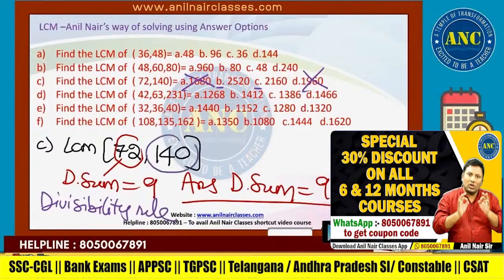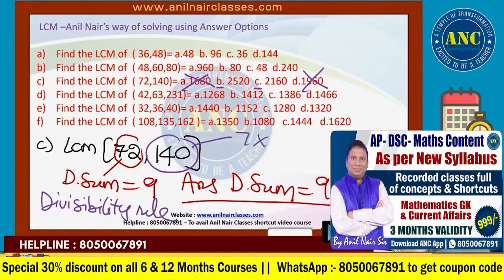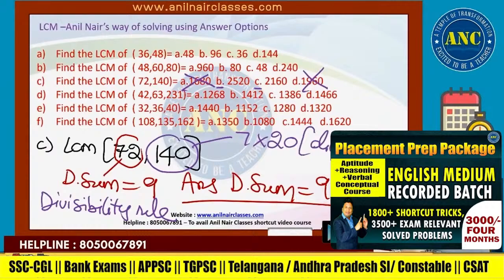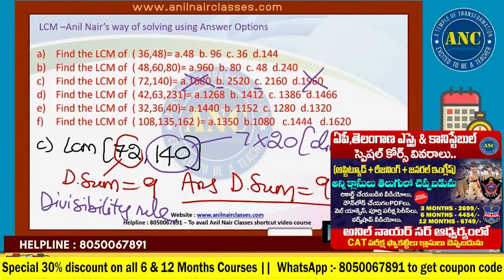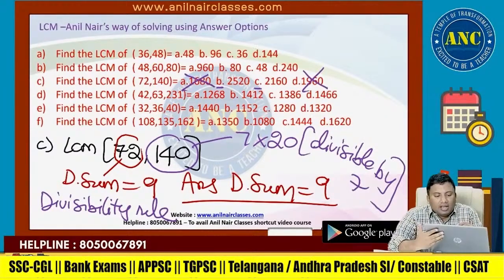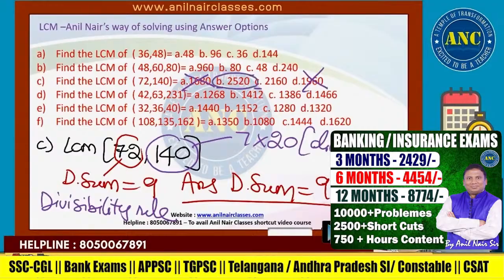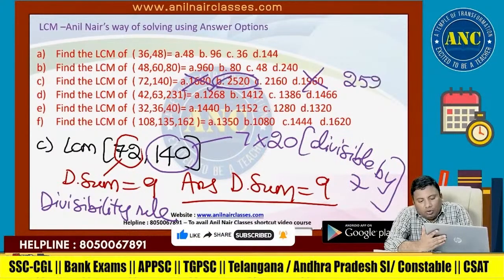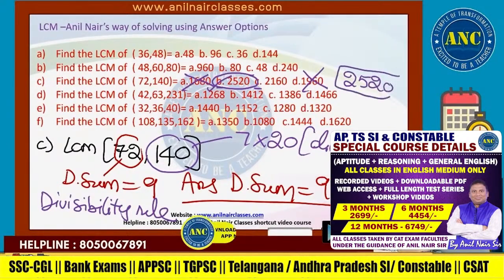140 is 7 into 20. That means it is divisible by 7. If one number is divisible by 7, the answer should also be divisible by 7. 7 threes are 21, 4 20. 7 sixes are 42. It is divisible by 7. Answer is 2520 for the third question.